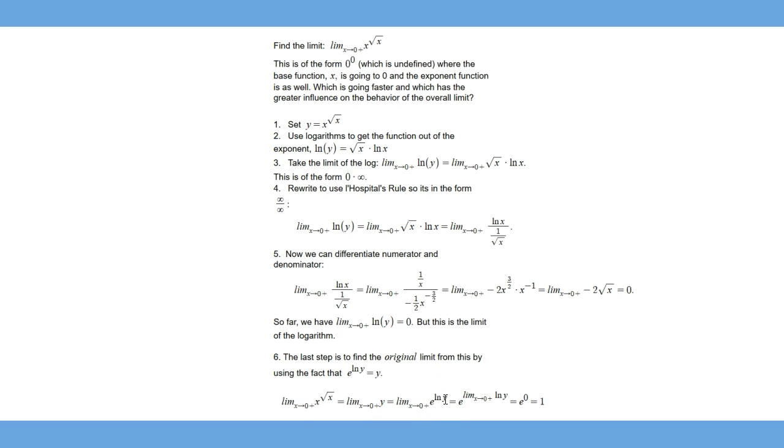Now I did find the limit of the ln of y was 0. So because that exponential function is continuous, I can bring that limit in here. So this is e to the limit of the ln of y, which we just found was 0. And e to the 0 is 1.